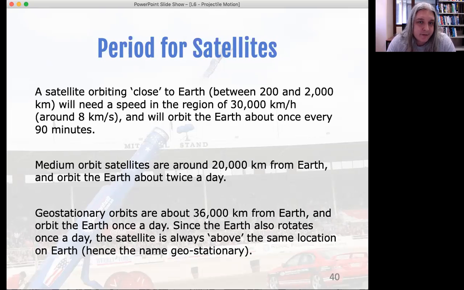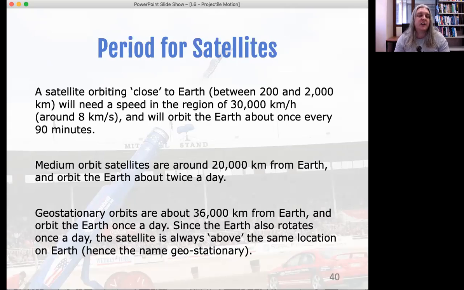Medium orbit satellites are further away, up to 20,000 kilometers from Earth, and they orbit the Earth about twice a day. So they're moving a lot slower than those close Earth orbits, but still moving faster than the Earth is spinning. Geostationary orbits, around 36,000 kilometers away from Earth, orbit the Earth once a day, but the Earth is also rotating once a day. So what they do is they actually sync up with a specific location on Earth. And as the Earth rotates, the satellite rotates with it. And so it actually stays above the same point on Earth the whole time it's rotating around the Earth. And that's why we call them geostationary orbits.